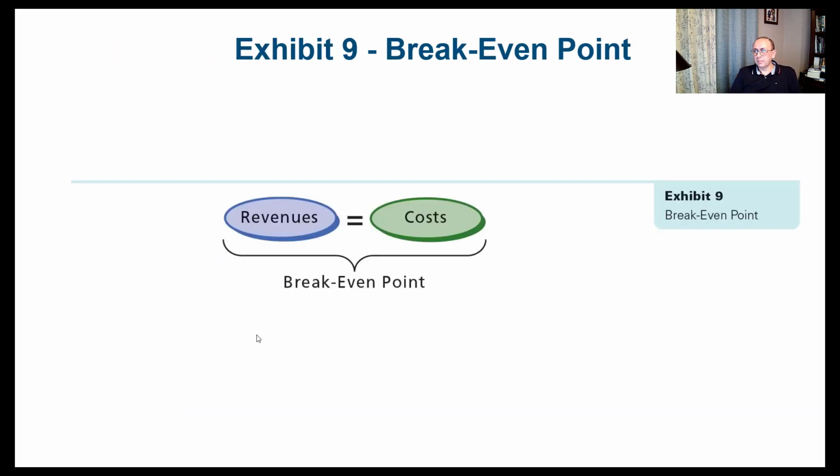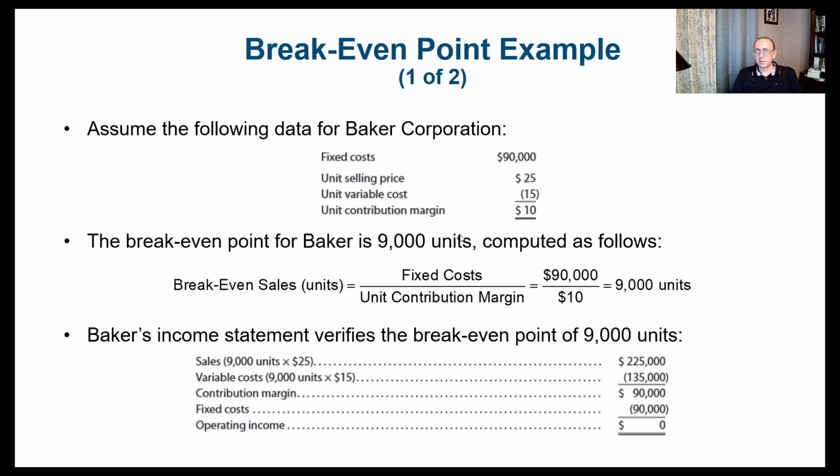So we can think about the break-even point as the point where our revenues would be equal to our costs. Assume the following data for Baker Corporation. We have fixed cost of $90,000, a unit selling price of $25, a variable cost of $15, and a unit contribution margin of $10. So the break-even point for Baker would be 9,000 units. How do we calculate it? We get the fixed cost divided by the unit contribution margin. Our fixed cost is $90,000 divided by $10, and that would be 9,000 units.